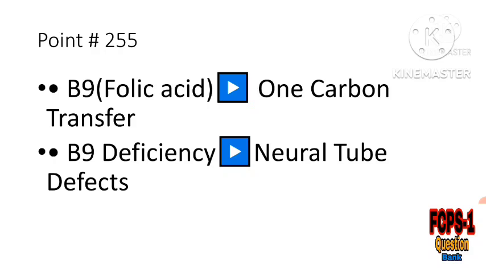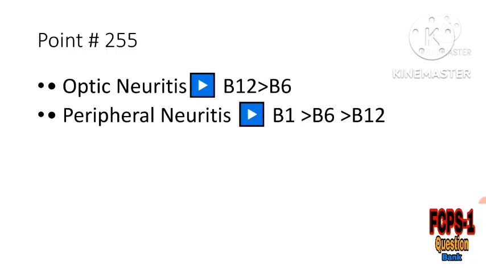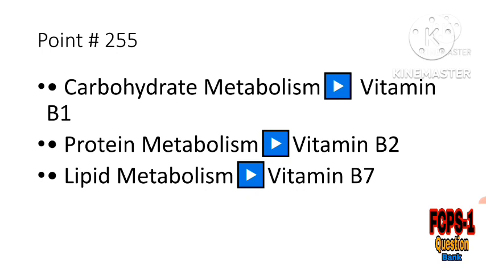Vitamin B12 deficiency causes megaloblastic anemia. Vitamin B1 deficiency, earlier sign is night blindness. Optic neuritis is caused by which of the following vitamins? Vitamin B12 as well as vitamin B6. And peripheral neuritis is caused by thiamine, vitamin B6, and vitamin B12. Carbohydrate metabolism requires which of the following vitamins? Vitamin B1. And protein metabolism requires which of the following? Vitamin B2. And lipid metabolism requires vitamin B7.